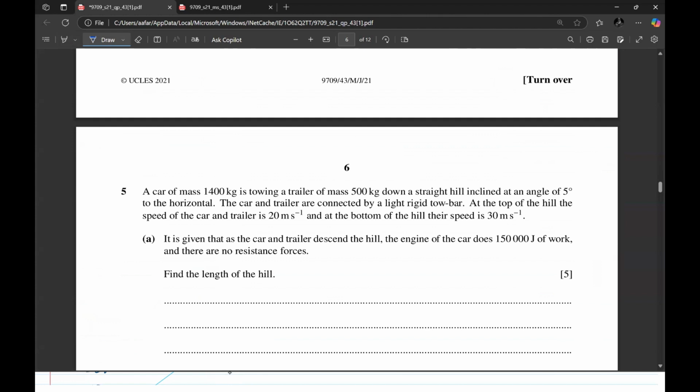Question number 5. A car of mass 1400 kg is towing a trailer of mass 500 kg down a straight hill inclined at an angle of 5 degrees to the horizontal. The car and trailer are connected by a light rigid tow bar. At the top of the hill, the speed of the car and trailer is 20 meters per second. At the bottom of the hill, the speed is 30 meters per second. It is given that as the car and trailer descend the hill, the engine of the car does 150,000 joules of work, and there are no resistive forces. Find the length of the hill.